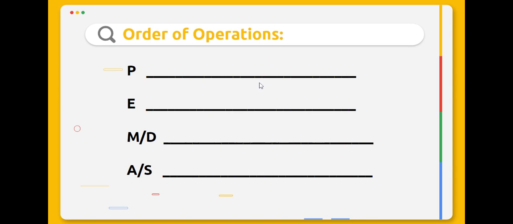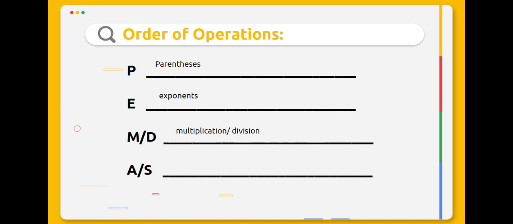Okay. Order of operations. There are some rules you have to follow. First off, we always do the parentheses or the grouping symbol. So parentheses, brackets, that kind of stuff. After the parentheses are done, we go on to the exponents. After the exponents are done, we go to multiplication and division.